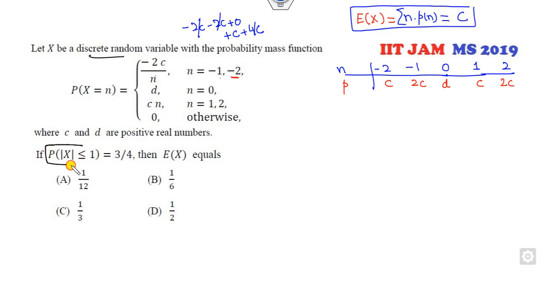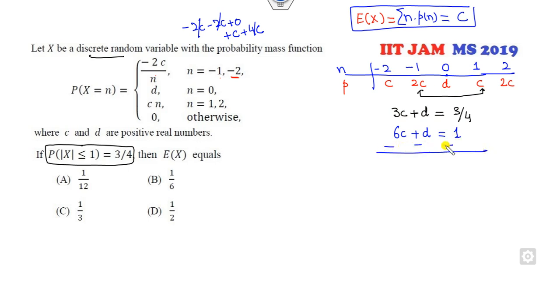Also given is the probability that mod of X is less than or equal to, so these are the three cases, fine. It will be 3 by 4. So it means 3C plus D is 3 over 4. And the second case, we all know the sum of the probability will be 1. So 4C plus 6D should be 1. So can you solve them? You can subtract them. It will be minus 3C equals minus 1 over 4. So C is 1 over 12.